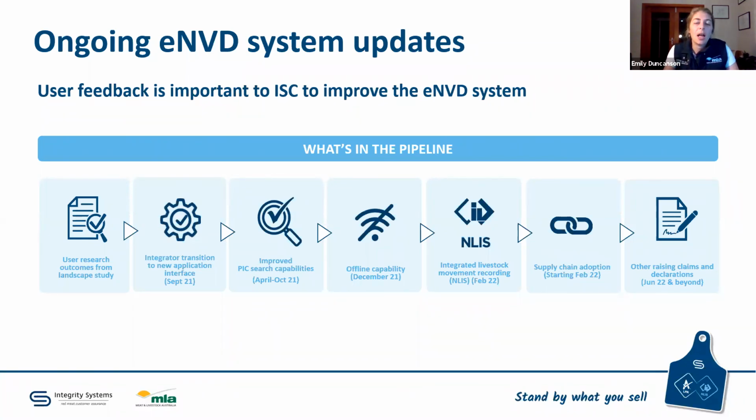And finally, we will then be able to have the flexibility to start looking at other raising claims. So for those of you out there that are part of proprietary systems or quality assurance programs, you might have another piece of documentation that you have to fill out when you send livestock. We want to make sure that we can make all of your livestock movement documentation digital. So when we get to that point, we will be involving proprietary programs. For example, you might think of Teys Grasslands as an example.